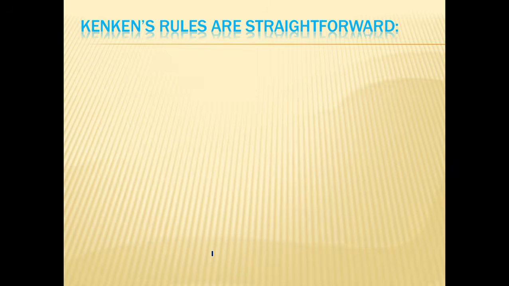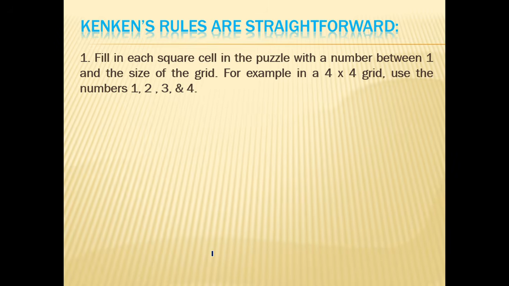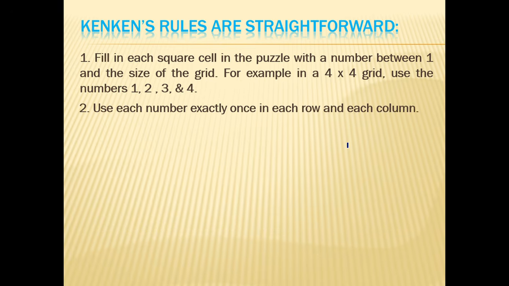Because KenKen's rules are straightforward. Fill in each square cell in the puzzle with a number between 1 and the size of the grid. For example, in a 4 by 4 grid, use the numbers 1 to 4, because it's 4, right? And then use each number exactly once in each row and each column. Meaning, you can only use it once in a row or in a column.